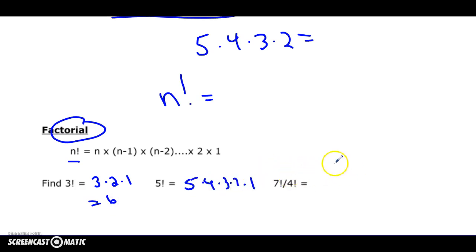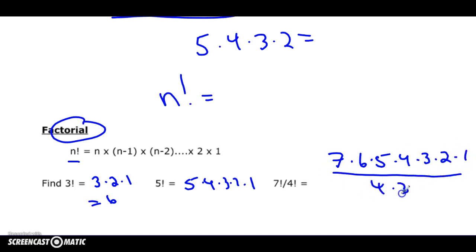7 factorial divided by 4 factorial. So I'm going to expand this here. When you divide, and we will be dividing factorials as the class goes on, on the top there's 7 factorial, and on the bottom you have 4 factorial, 3 factorial, 2 factorial, 1 factorial. So this looks a little funny as far as division goes, but that's what's going on here.